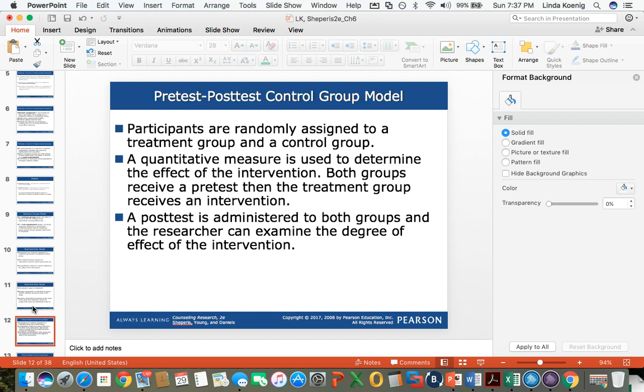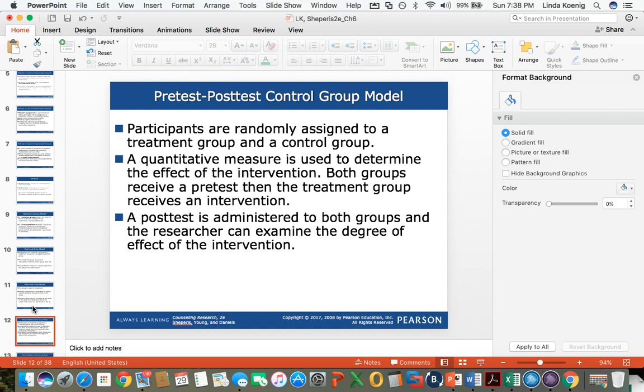All right, so then we have the pretest, post-test control group model. In this model, participants are randomly assigned to either the treatment group or the control group. And then a quantitative measure is used to determine the effect of the intervention, just the same as the other. Both groups receive a pretest, and then the treatment group receives an intervention. Then we give both of them the post-test, and then we examine the degree of the effect of the intervention.